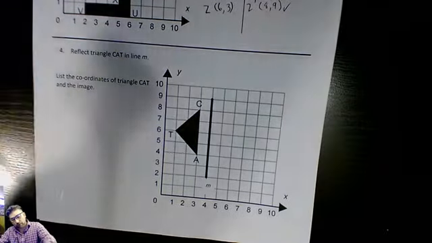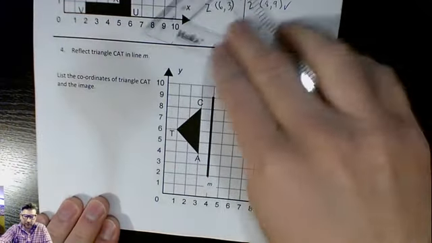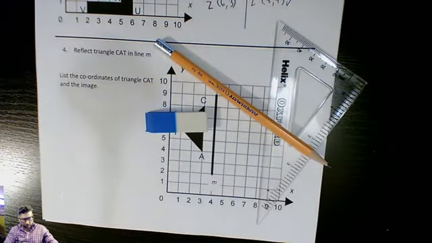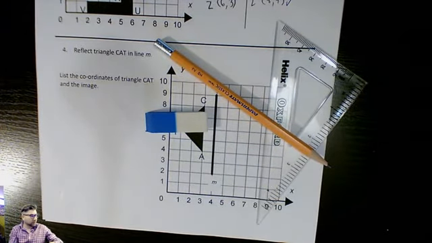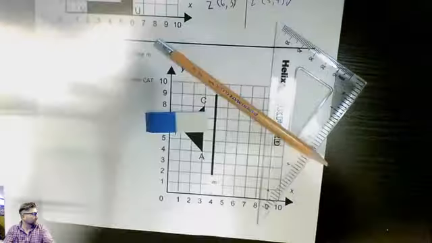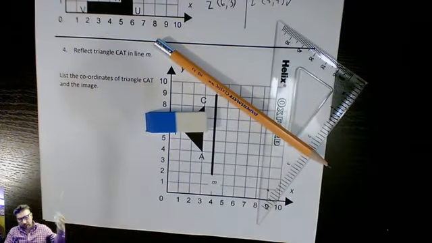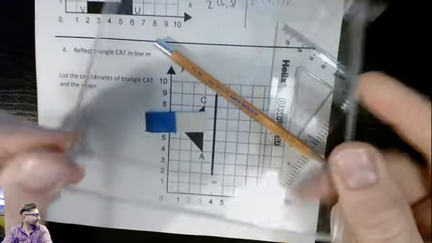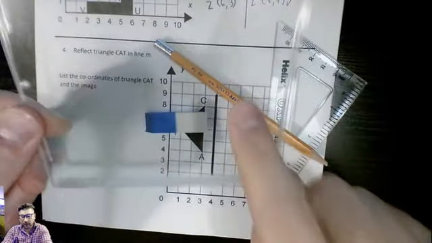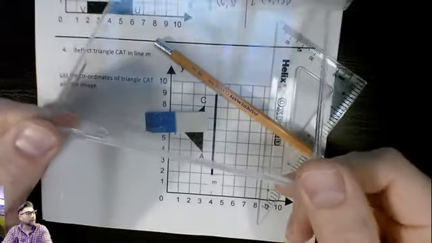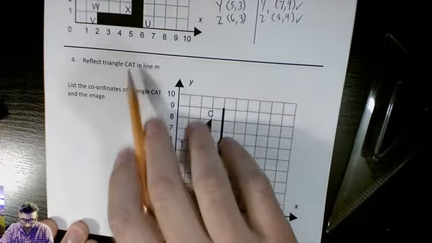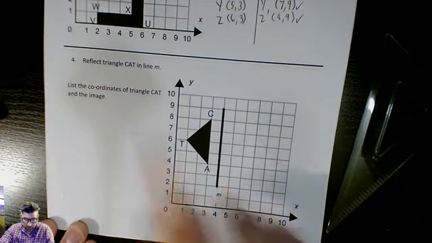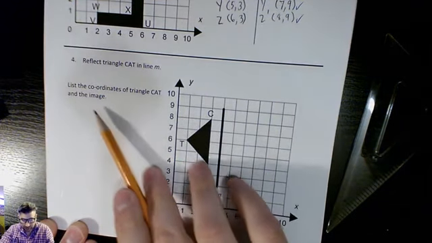Now, again, you will need a straight edge of some kind. I like using this tool because it's nice and small. An eraser, a pencil. You won't need a mirror. But something you can use for doing reflections is an old CD, plastic CD case. It kind of works. The kind that are actually colored work a lot better than the clear ones. But it says reflect triangle CAT in line M. List the coordinates of triangle CAT and the image.